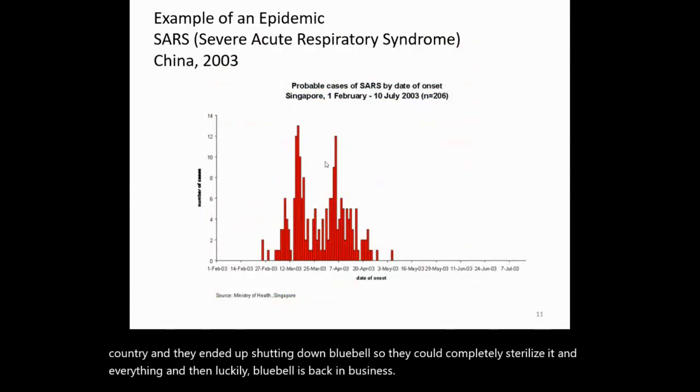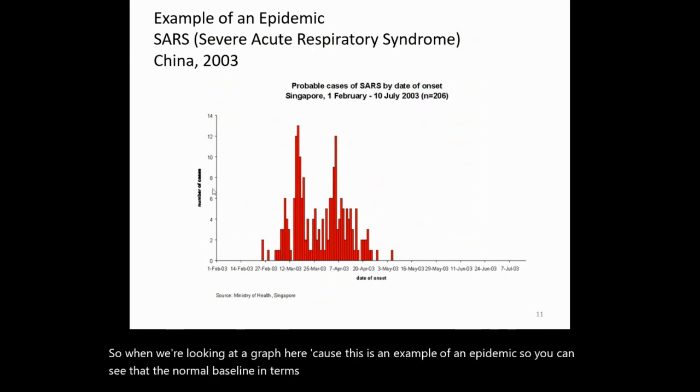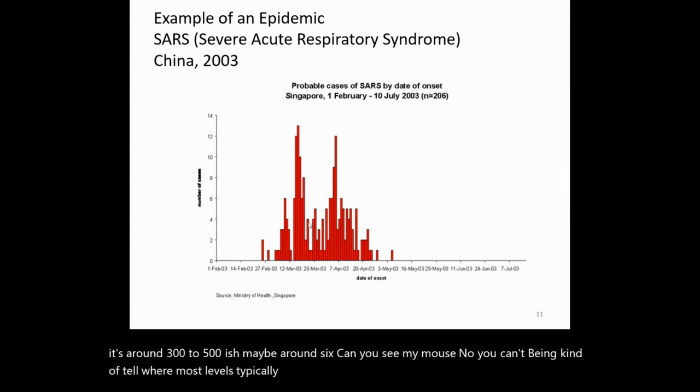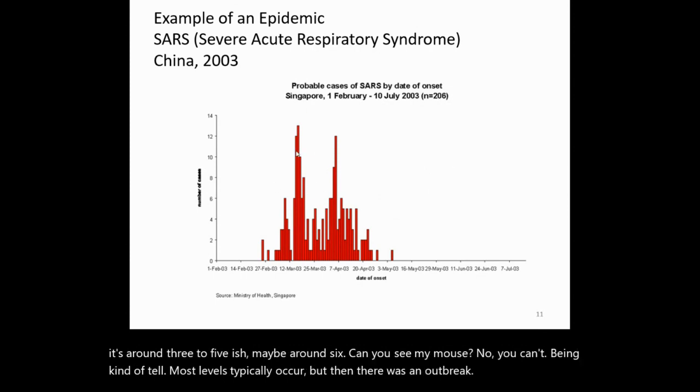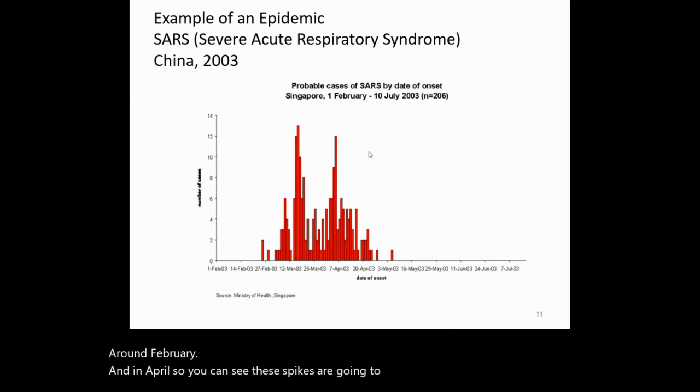All right. So when we're looking at a graph here, this is an example of an epidemic. You can see that the normal baseline in terms of number of cases, if you're looking on the y-axis, is around 3 to 5, maybe around 6. Can you see my mouse? No, you can't. You can kind of tell where most levels typically occur, but then there was an outbreak around February and in April. So you can see these spikes are going to be examples of an epidemic.